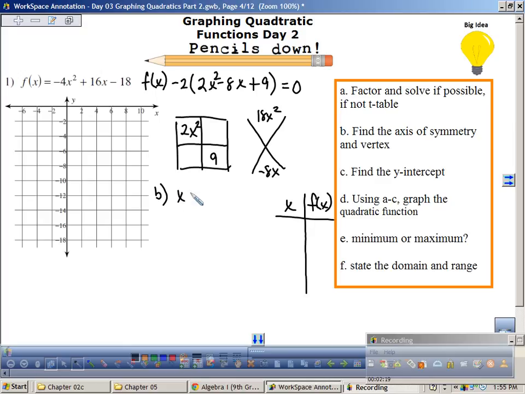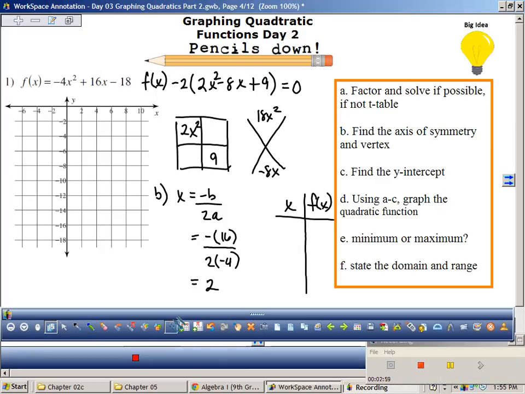my axis of symmetry. X equals -b over 2a. That's why I had you practice that yesterday, because now you've got to use it. You don't have anything else to go off of except for that axis of symmetry. So -b, b is 16, over 2 times a, which is -4. I'm using the original equation. You can use this one, but then you've got to remember to multiply by -2. I don't want to have to forget about that. So I'm just going to use the original. So I get -16 over -8 is +2. That's my axis of symmetry.